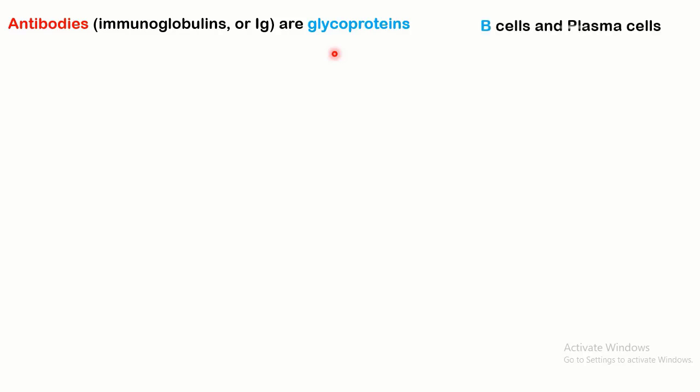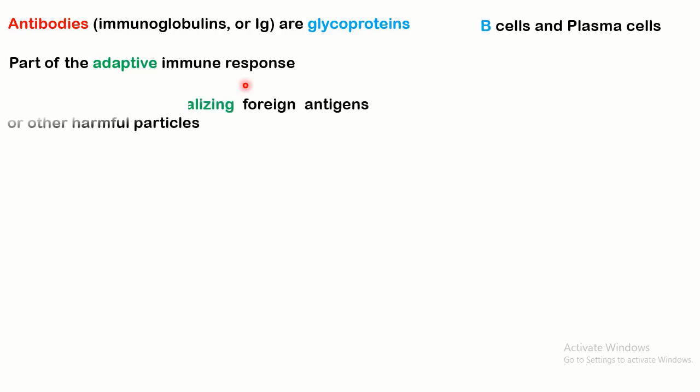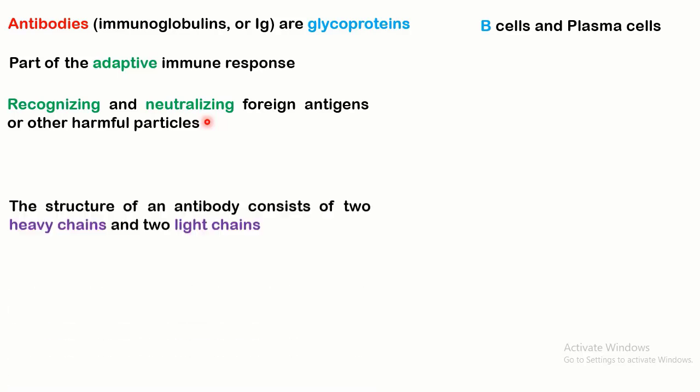These immunoglobulins are produced by a specialized type of B cells, which are known as the plasma cells. These antibodies or immunoglobulins are part of the adaptive immune response, and they are responsible for recognizing and neutralizing foreign antigens or other harmful particles in living organisms.